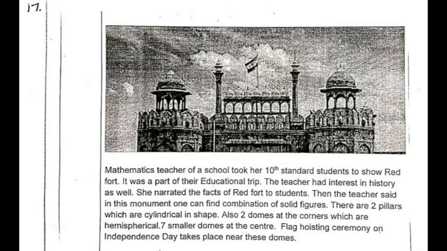Question number 17. A mathematics teacher of a school took her 10th standard students to show Red Fort. It was a part of their educational trip. The teacher had interest in history as well. She narrated the facts about Red Fort to the students. Then the teacher said, in this monument one can find combination of solid figures. There are 2 pillars which are cylindrical in shape, also 2 domes at the corners which are hemispherical, 7 smaller domes at the center. Flag hoisting ceremony on Independence Day takes place near these domes.